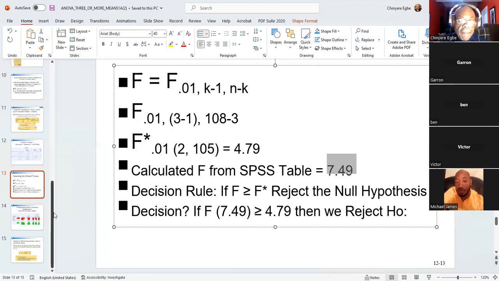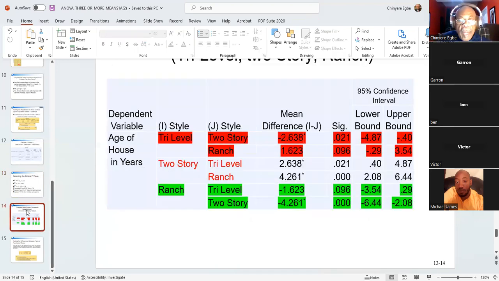We are saying that the average age of houses between ranch, 2-story, and 3-story, the average ages are not the same. We are rejecting that null hypothesis of equal age among them all. And so our next step is to now compare and find out which group is different from the others. This is what we call a post hoc test.